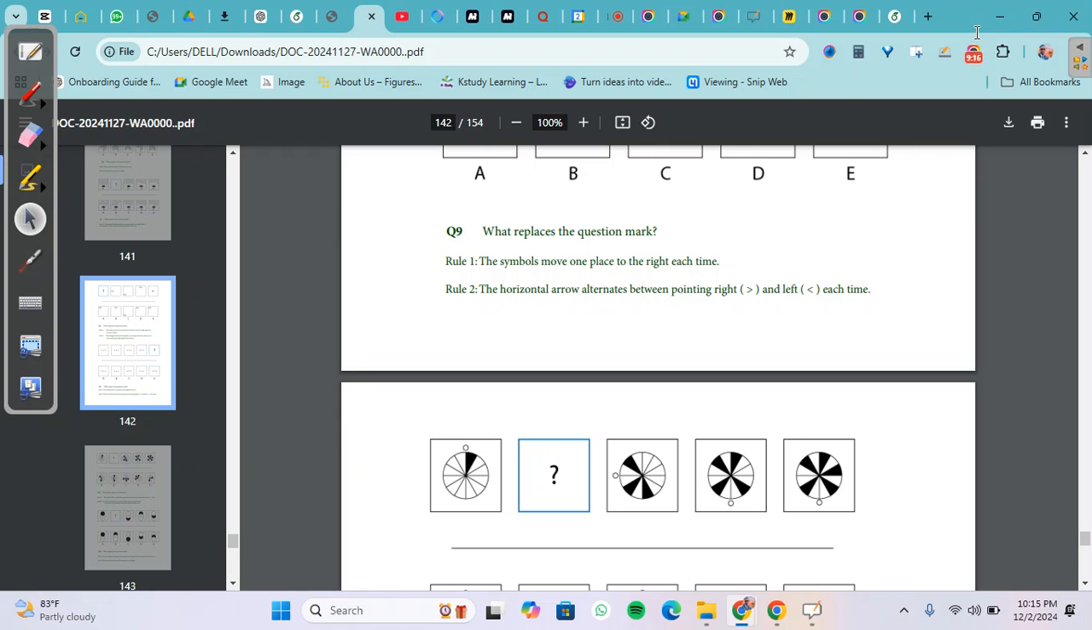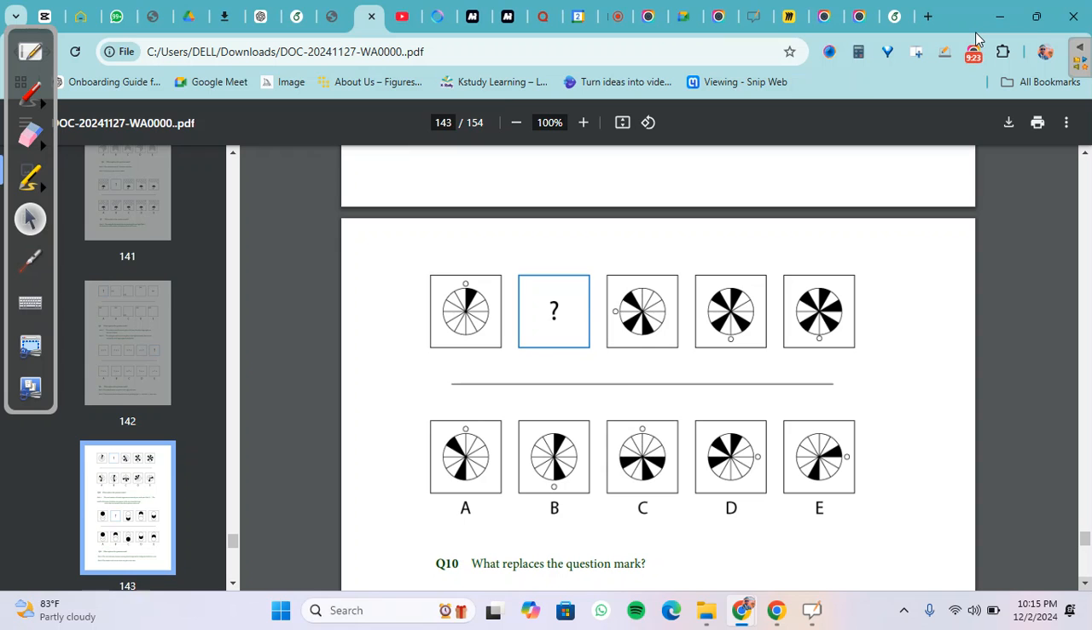What replaces the question mark? Rule number 1, rule number 2. Okay, sorry.